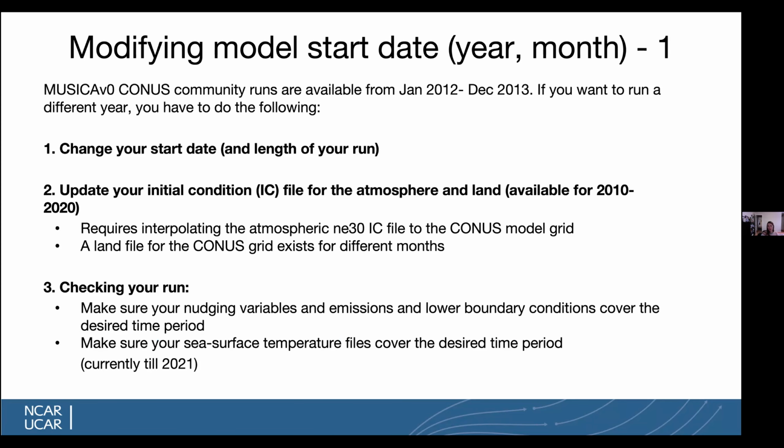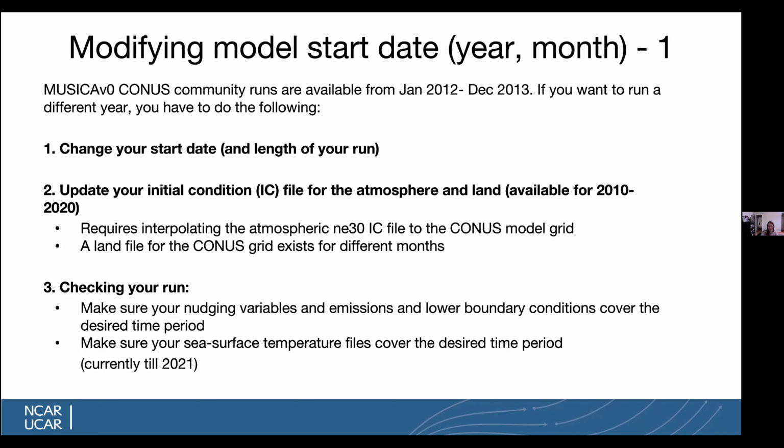The next thing is to modify our start dates or the year or other things. What we'll start with here is changing your start date and the length of your run. When you're running outside the period that we have already run, between January 2012 and December 2013, you do, as I said before, need to create a new initial condition file from our spin-up run. And we also need to get new land initial condition files that are already available.